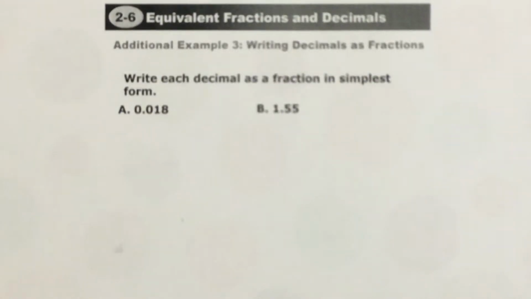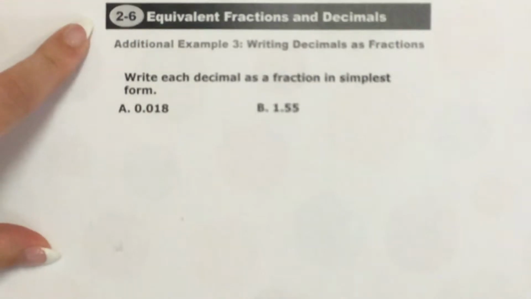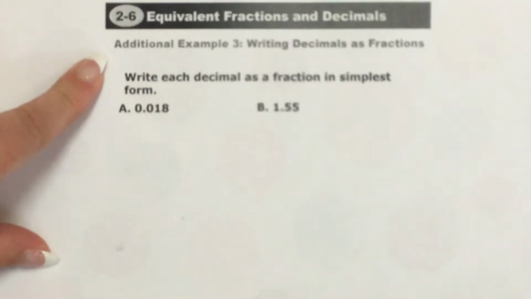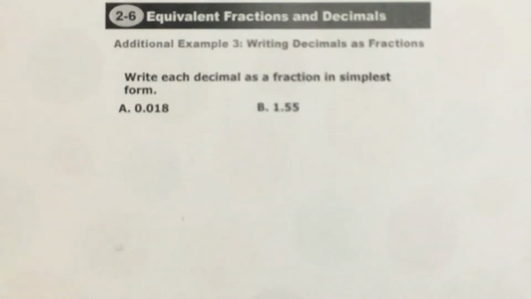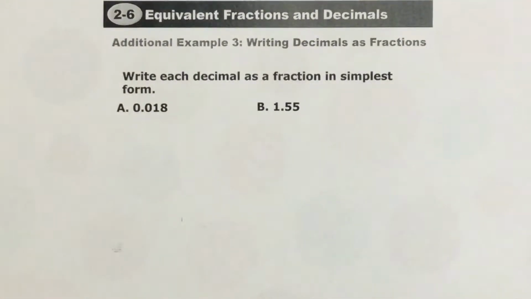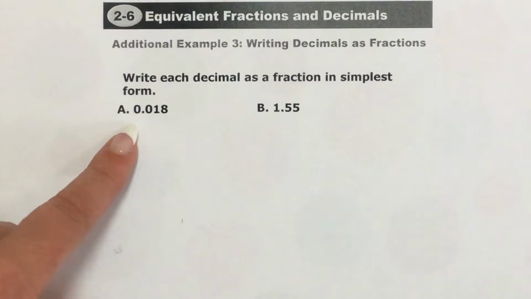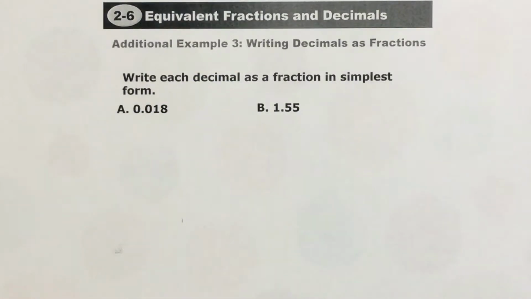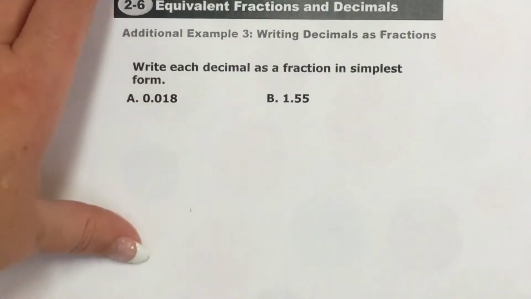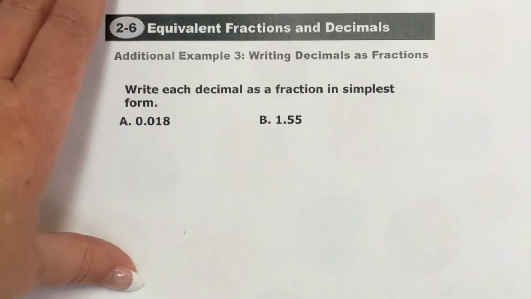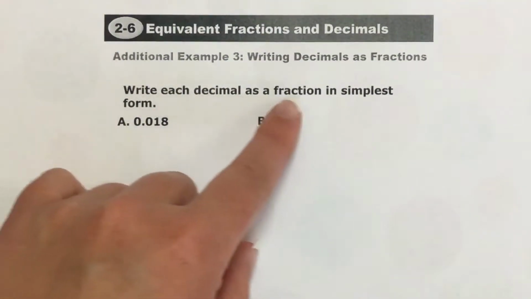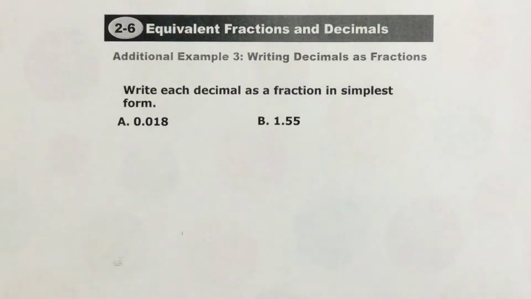Everyone, we are back with Chapter 2, Lesson 6, and we're working on Example 3. Example 3 is talking about writing decimals as fractions. So what we're going to do is write each of these decimals as fractions. The biggest thing when we're doing this is we need to make sure that we write each decimal as a fraction in simplest form.